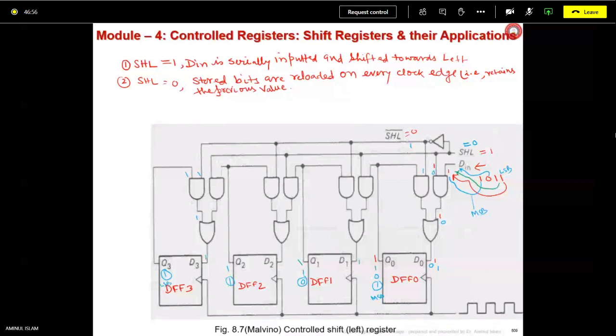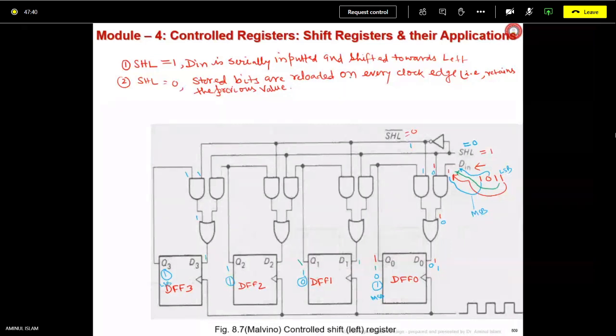When shift left SHL equals 1, whatever data you are sending, bit by bit, it is getting stored in the first flip-flop first. Then after every clock pulse, it is shifting to the left side. After 4 clock pulses, 4 bits, I have taken 1011 as an example, the 4-bit binary number. So 4 bits are stored, and now suppose you don't want to shift anymore, so applying SHL equals 0.